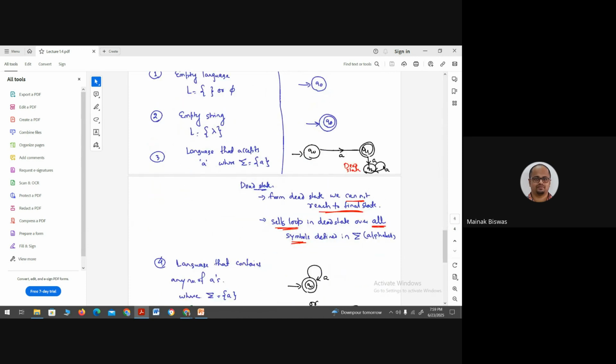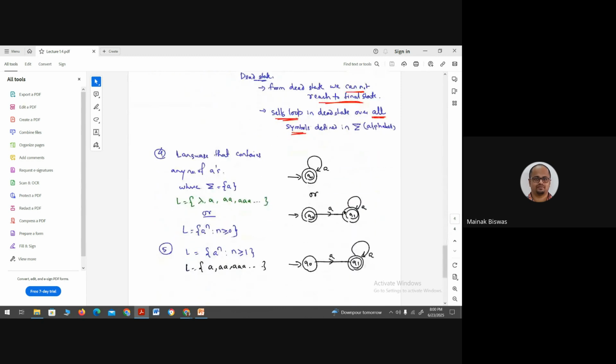Now here we have to understand this state. From the dead state we cannot reach the final state. How to define a dead state? Here Q2 is the dead state. Once you have reached the dead state, you cannot reach the final state, and it will self-loop in the dead state over all symbols defined in the alphabet sigma, right?